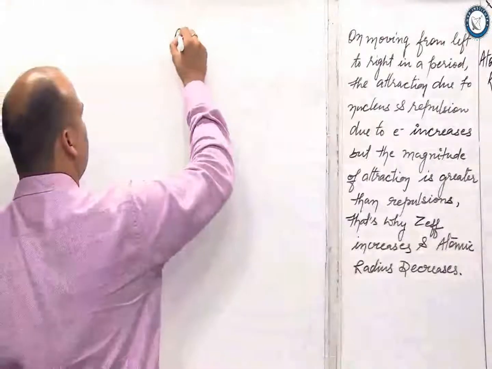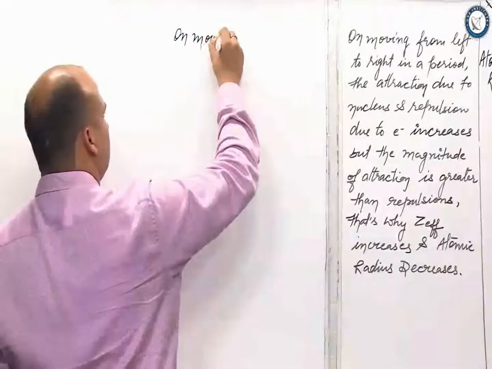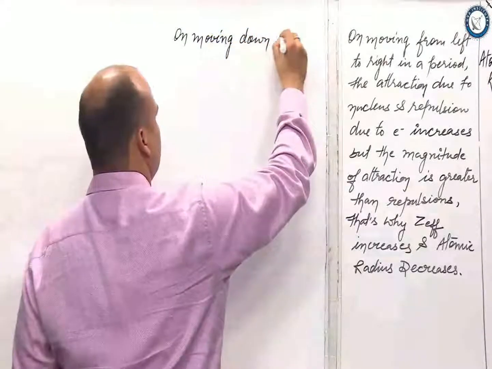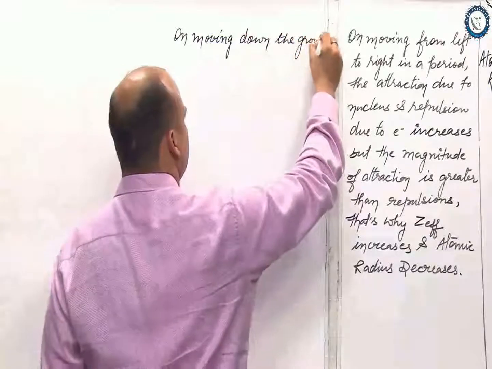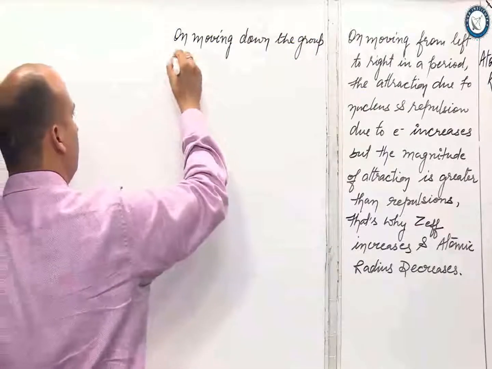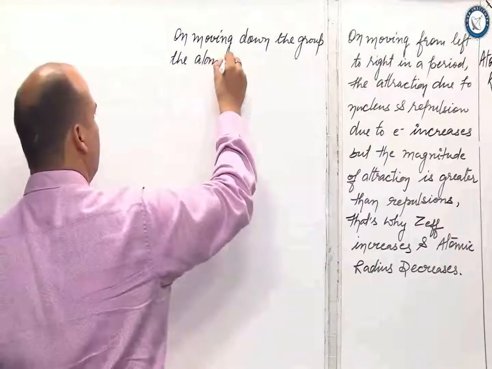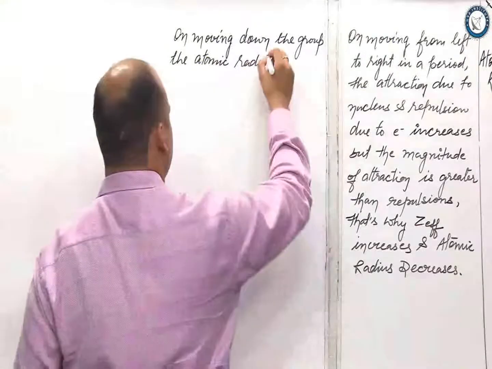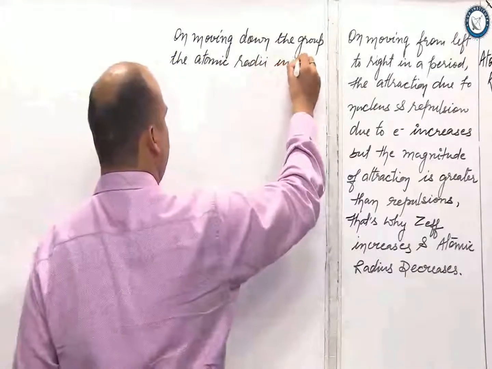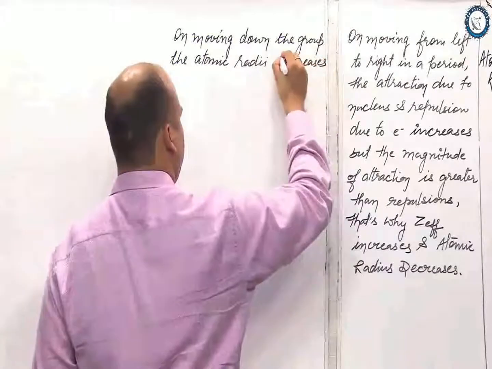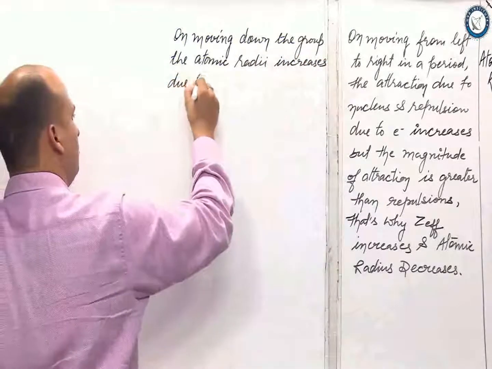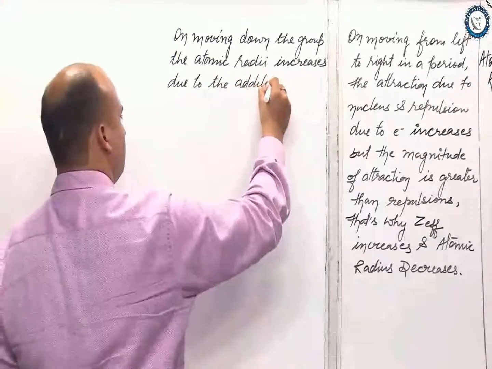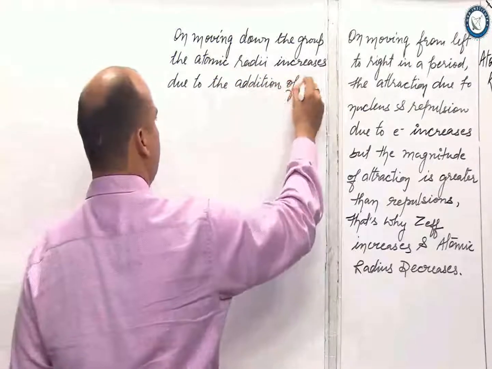On moving down the group, the atomic radii increases due to the addition of shells.